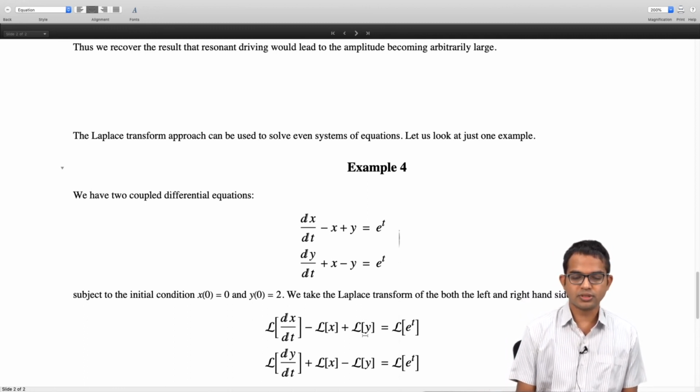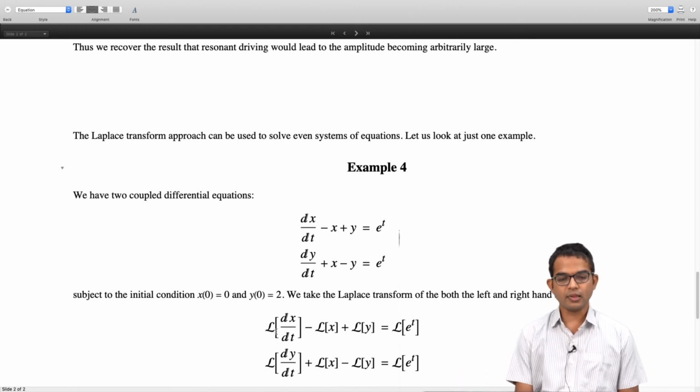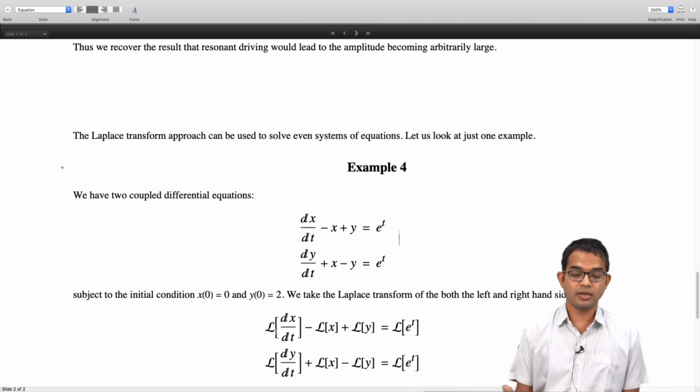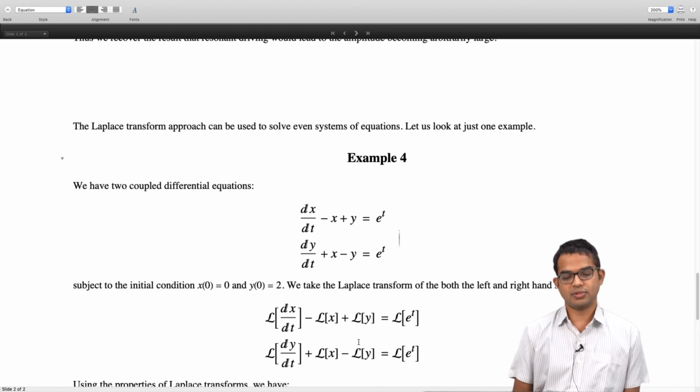So what we do is simply take the Laplace transform of both of these equations. That will give us algebraic linear equations. So L of dx/dt minus L of x plus L of y is equal to L of e^t, and likewise L of dy/dt plus L of x minus the Laplace transform of y is equal to the Laplace transform of e^t.